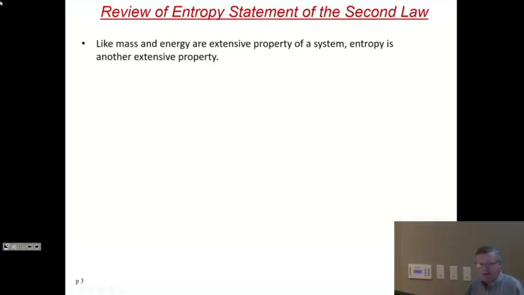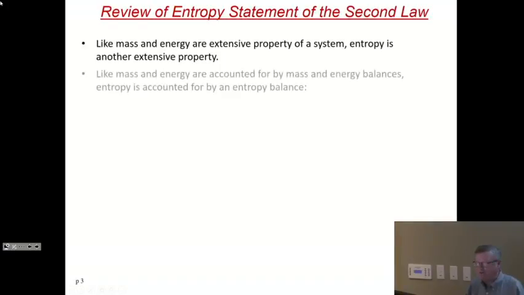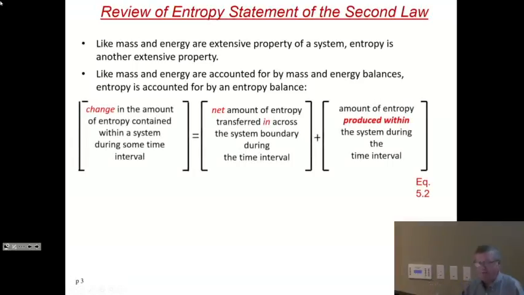Like mass and energy are extensive properties of the system, entropy is an extensive property of the system. Like mass and energy are accounted for by balances, entropy has to be accounted for by a balance as well. And here is that balance. The change in the amount of entropy contained within a system during some time interval equals the net amount of entropy that is transferred in or out of the system across the boundary in the same time interval.